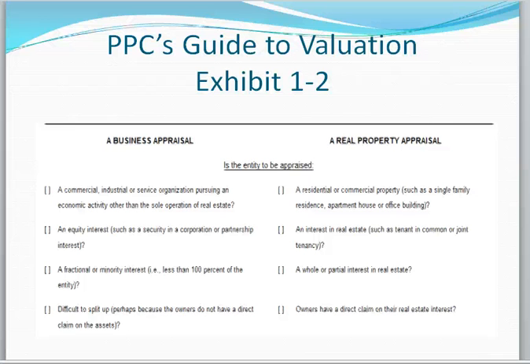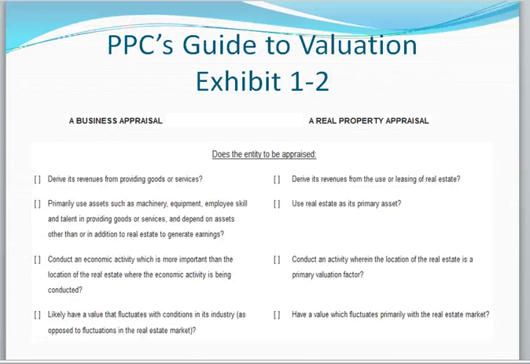So let's go on and take a look at the next one. Does the entity to be appraised derive its revenue from providing goods, or is it from leasing or using real estate? Well, that's pretty clear cut. If it's from providing sales or goods, then it's a business valuation. If it's from the sale or use of land, then it's real estate. Does it primarily use assets such as machines, employee skills, and talent, or is it using real estate as its primary asset? Does it conduct an activity which is more important than the location of the real estate, or conduct an activity wherein the location of the real estate is a primary valuation factor? You see, this is key in deciding. This is important. I like this one.